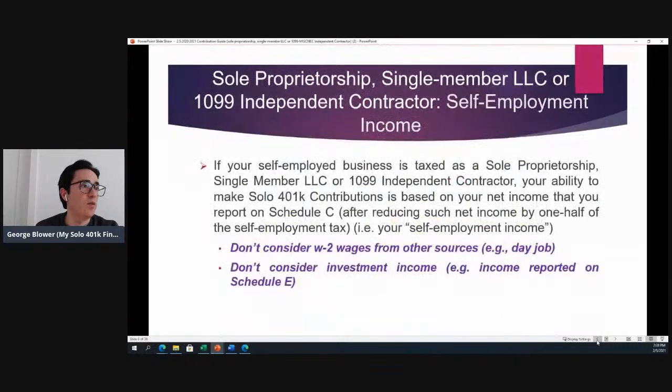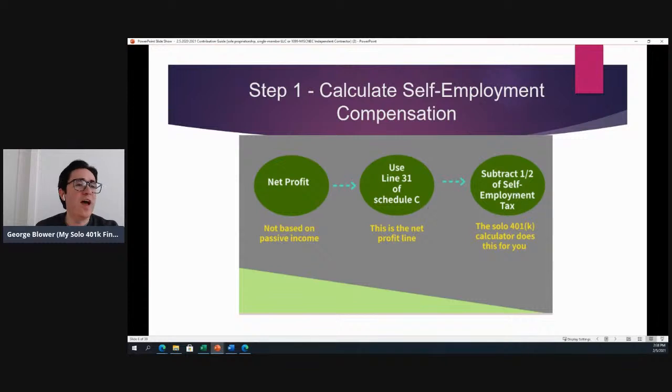Remember, the starting point here is line 31 of Schedule C less 1/2 of the self-employment tax. That's how you figure out your self-employment compensation. So if you want to contribute $58,000, then it depends on what type of contribution you're trying to make. If it's going to be all pre-tax contributions, then you're limited to the employee $19,500 or $26,000 if you're 50 or older, assuming you don't make employee contributions to another plan. You can make that as a pre-tax. And then you could do 20% of your self-employment compensation as an employer. But that's not going to get you to $58,000.